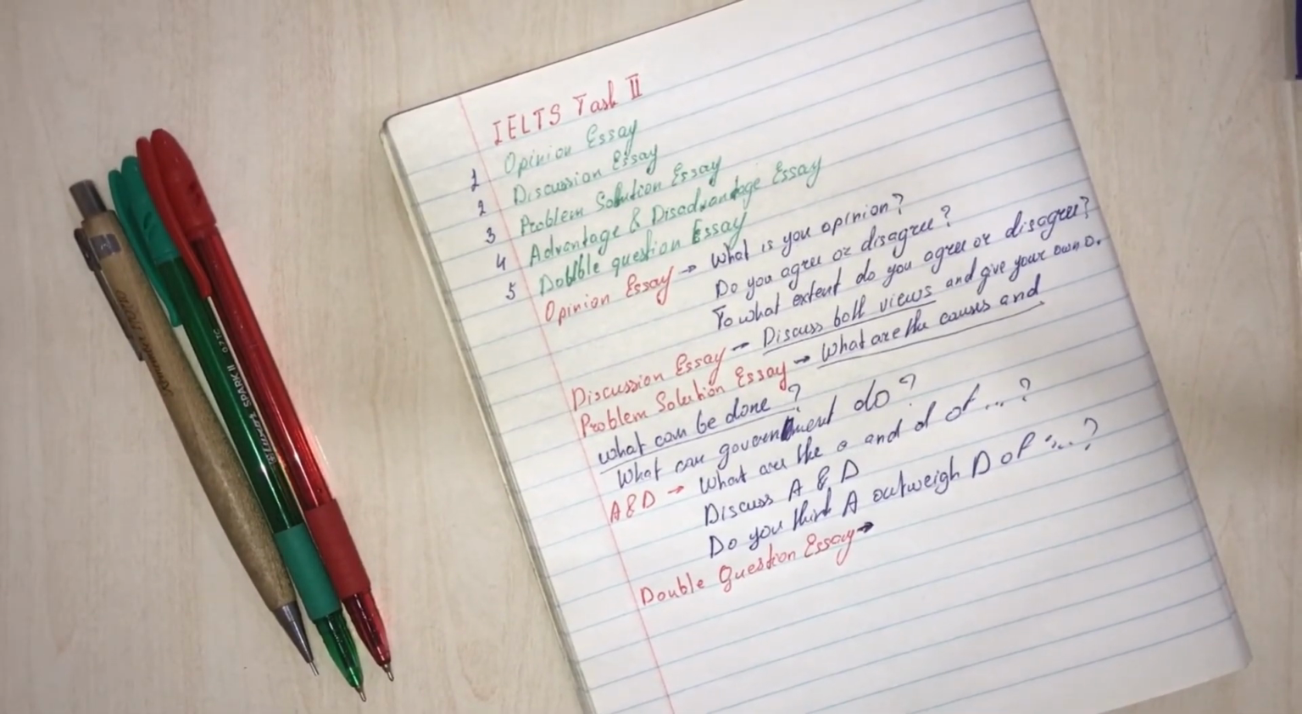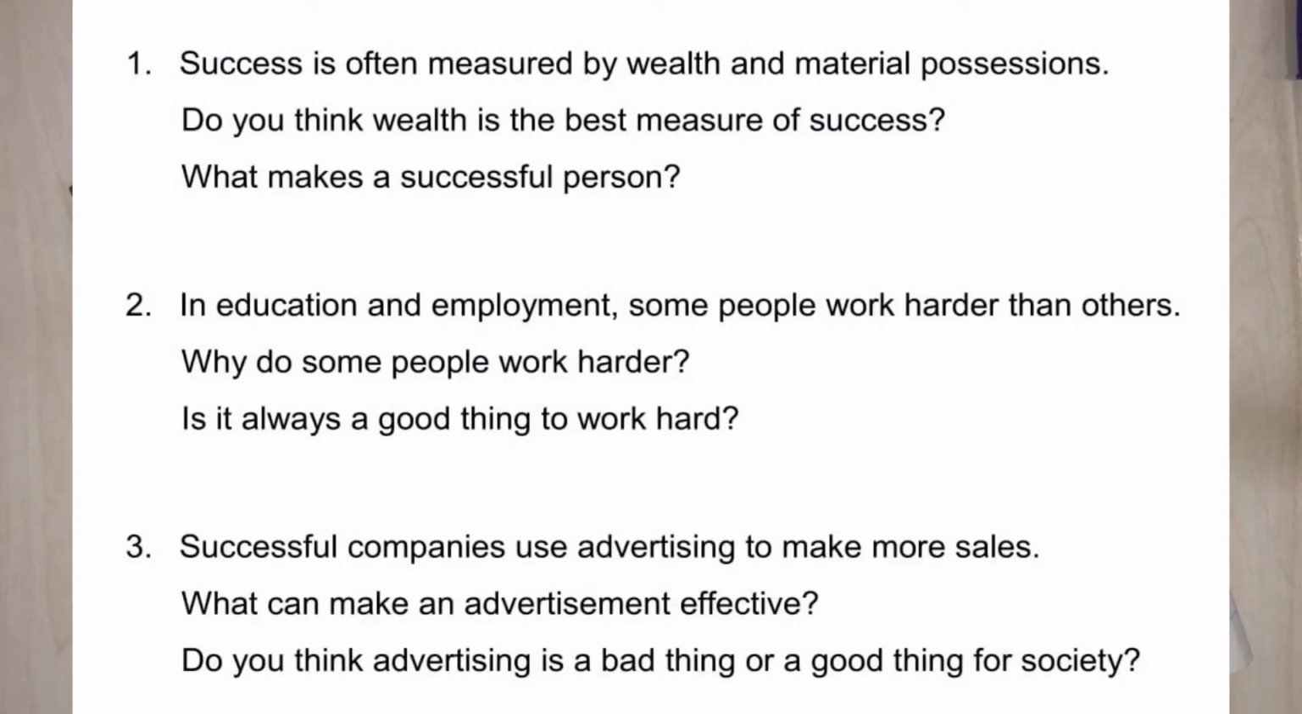For example, success is often measured by wealth and material possessions. Do you think wealth is the best measure of success? Another question can be, what makes a successful person? As you can see, I read one statement, but there are two questions. Another one can be, in education and employment, some people work harder than others. Why do some people work harder? Is it always a good thing to work hard? As you can see, we have one statement and two questions again.